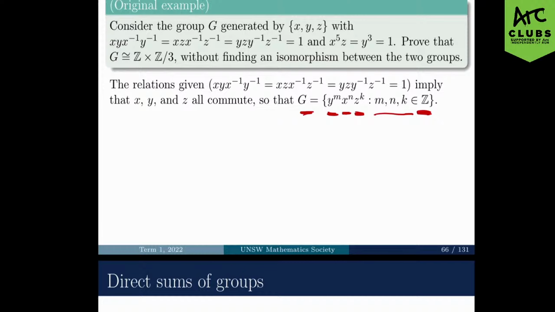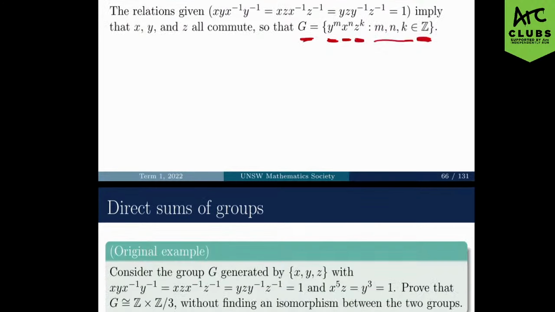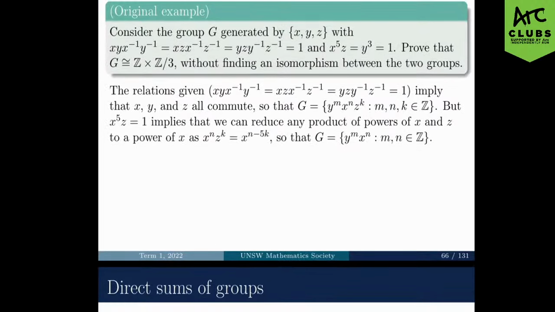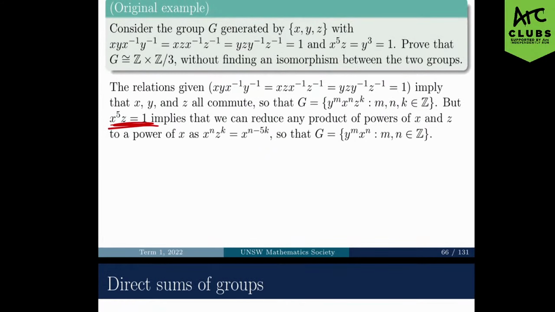The next thing we want to do is use these two things, so use the fact that x to the 5z is equal to y to the 3 is equal to 1. The first thing we'll do is think about x to the 5 times z equals 1. If x to the 5z equals 1, that means we can divide by x to the 5z, and it won't change anything. So in the general form of the elements in our set, we can, for example, divide by x to the 5z. We'll get y to the m, x to the n minus 5, z to the k minus 1. Sorry, I have to do n minus 5. And that'll be the same element.